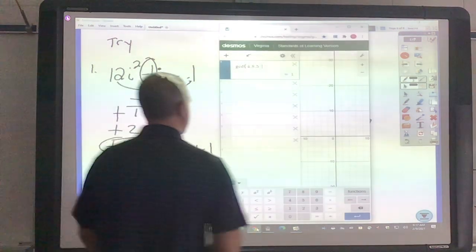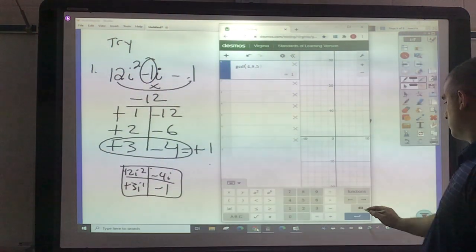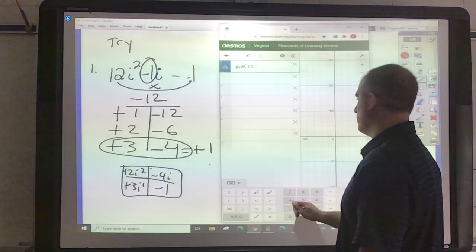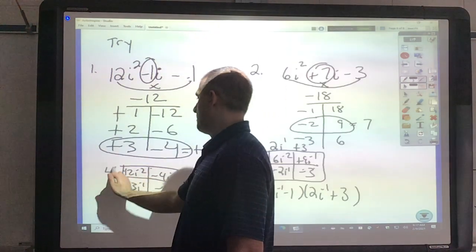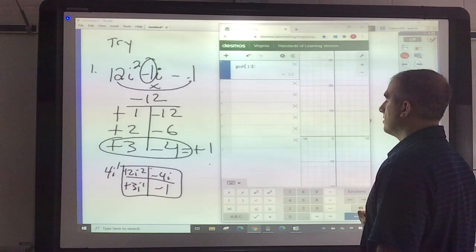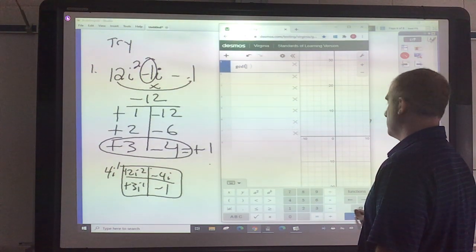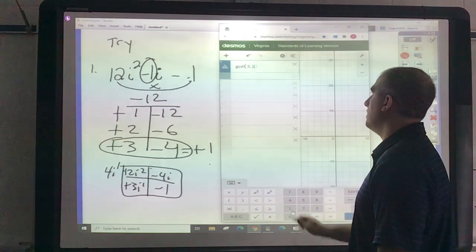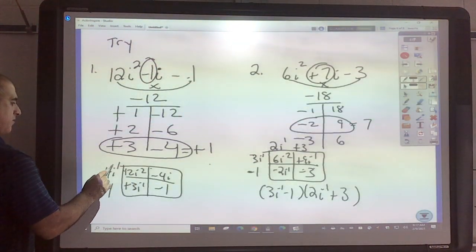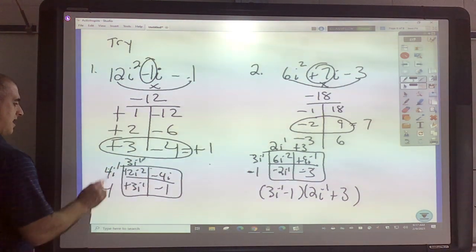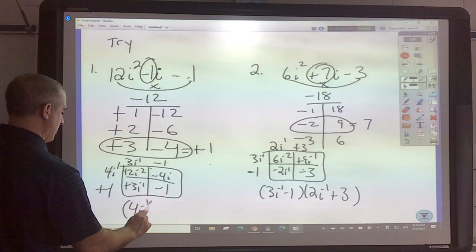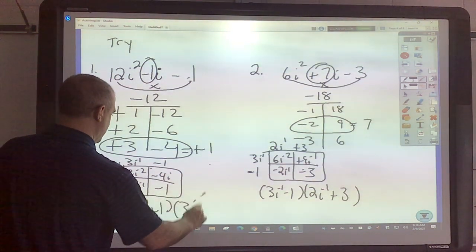Same deal, GCF going across. 12 and 4 is 4, they both have an i. Then 3 and 1 gives me 1, and it's a plus. 4 times 3 would give me that, it's got an i to the first. 4 times negative 1 would give me that. So I got 4i to the first plus 1, 3i to the first minus 1.